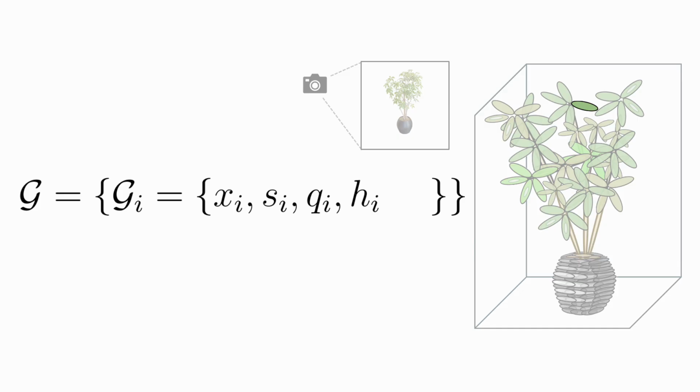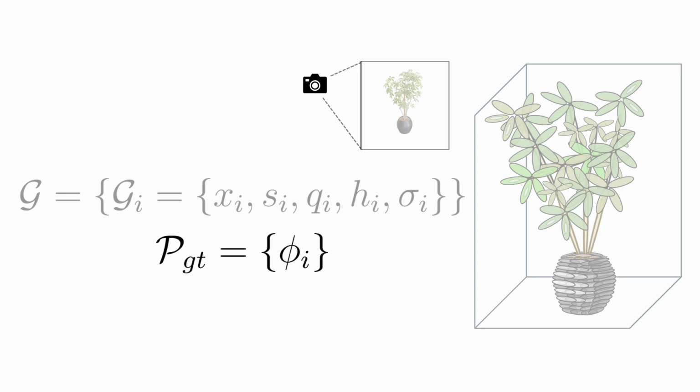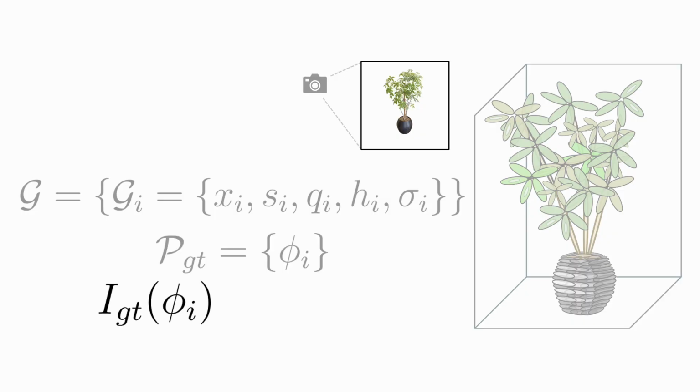Two remaining appearance parameters are its color, a spherical harmonic vector providing a view-varying color, and its opacity, a scalar providing the opacity of the Gaussian. To represent ground truth poses, I'll use PGT, and for a specific pose, I'll use phi. For a ground truth image, I'll use IGT phi, and for a generated image, I'll use IG phi, where G denotes the set of all Gaussian parameters.